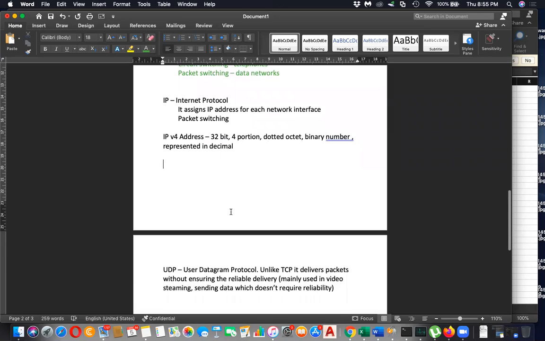So that's why data representation was required again. Anyway, try to understand this. 32 bit. Bit means binary digit. What is a binary digit?